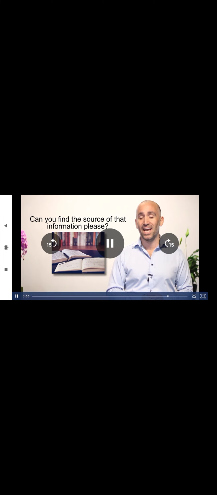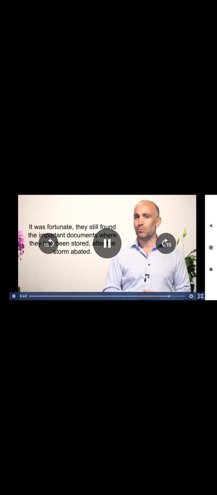Final sentence. Can you find the source of that information, please? Again. Can you find the source of that information, please? Let's practice with a short paragraph. It was fortunate that they still found the important documents where they had been stored after the storm abated. But then they needed more time to fill in their forms for the courses.